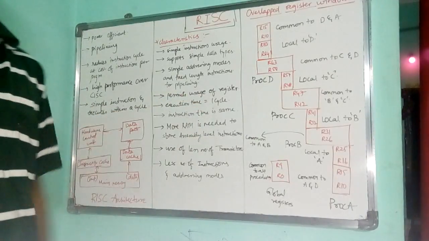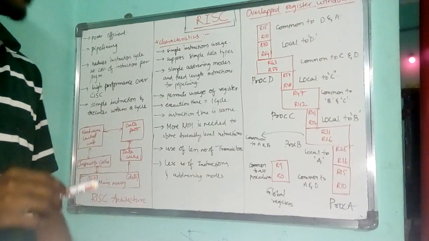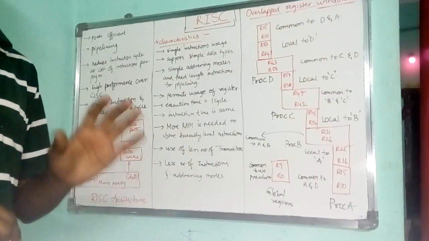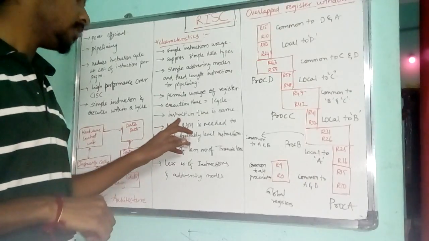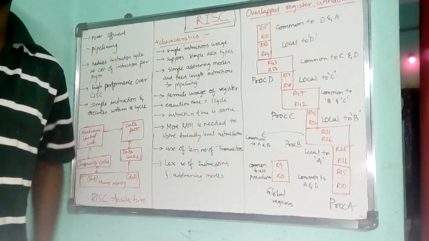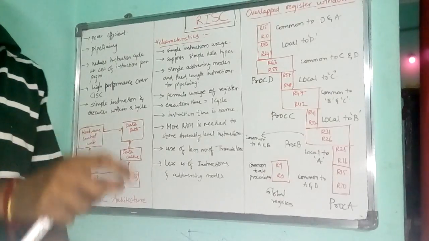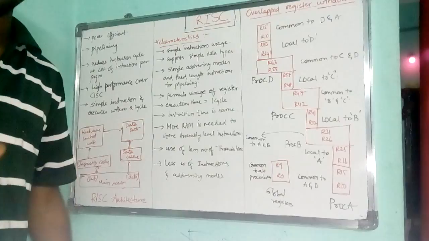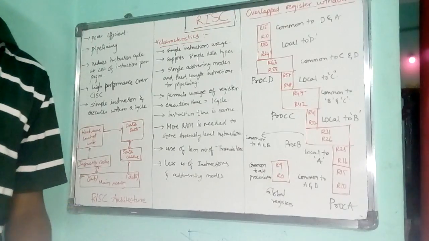And execution time is 1 cycle. The approximated execution time for every program is 1 cycle. Then instruction time is the same for all the instructions under the pipelining. The instructions which are under the pipelining take the same interval of time for execution.